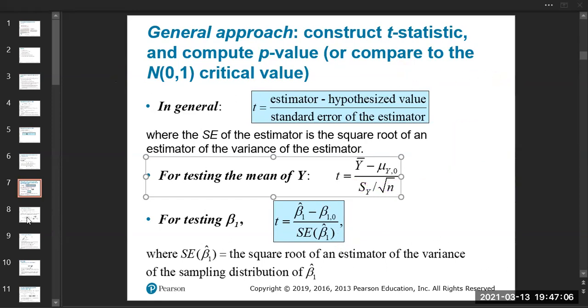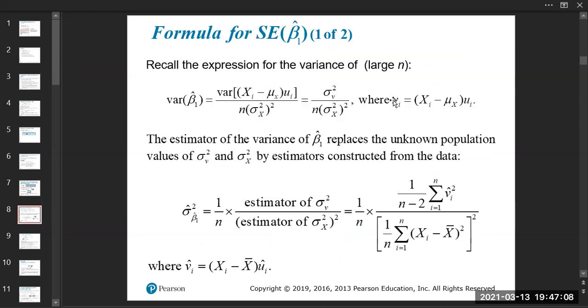So next, the formula for the standard error of beta 1 hat. This page is less important. You don't need to really understand what's going on here, but if you're curious, I'm going to explain. This is how we calculate the standard error of beta 1 hat. We first get the variance of beta 1 hat by calculating the variance of xi minus mu x times ui.